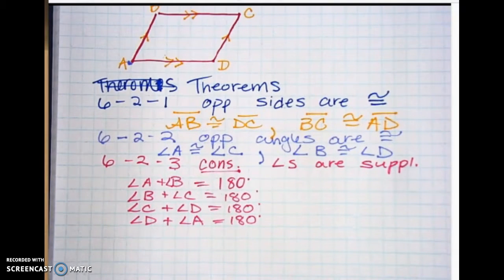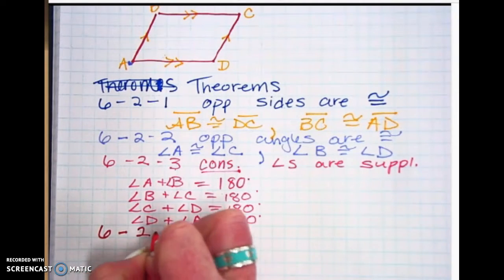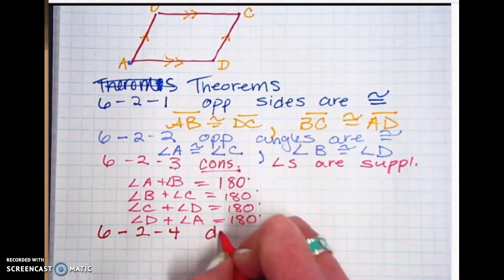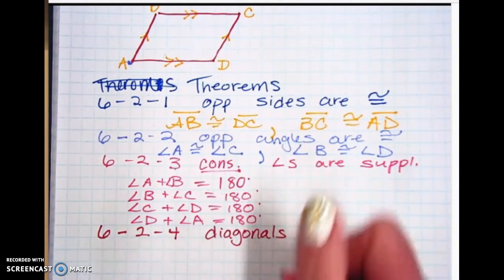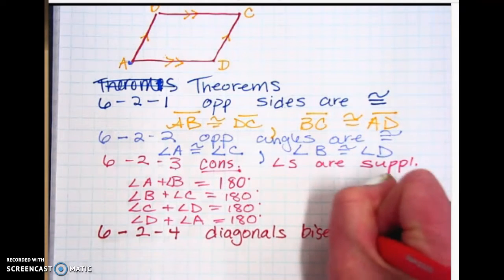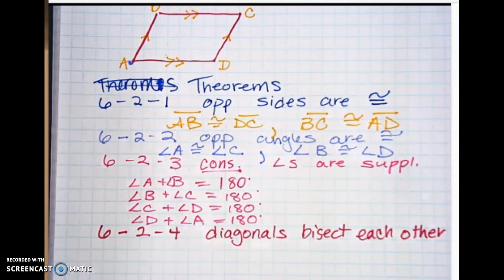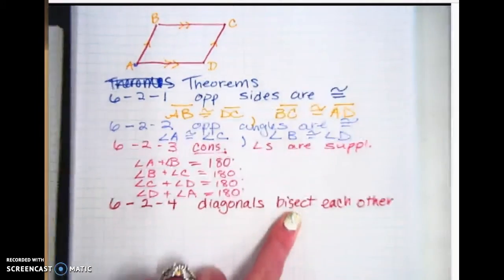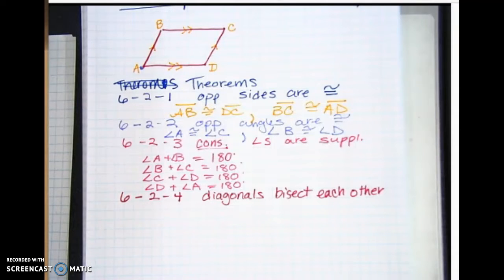All right. The next theorem, chapter 6, section 2, theorem 4. This one says that the diagonals are going to bisect each other. What does this word bisect mean? Yeah, I'm going to shrink it. Give it just a second. There it goes. What does bisect mean? Cuts it in half, right?